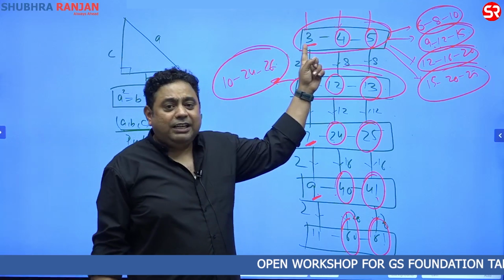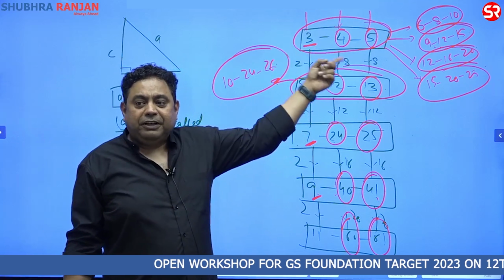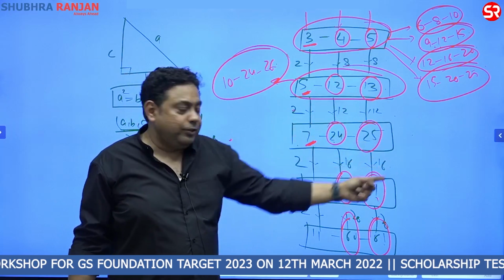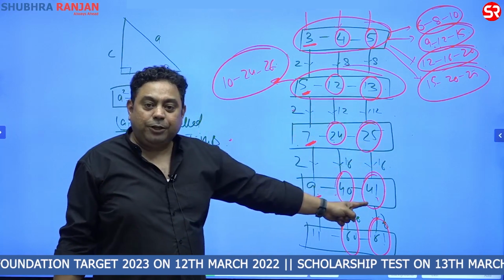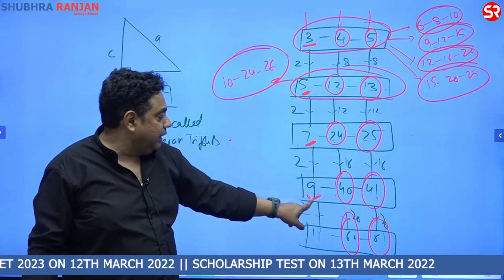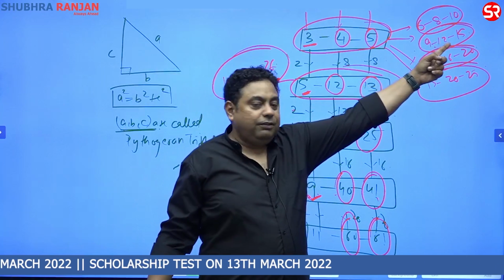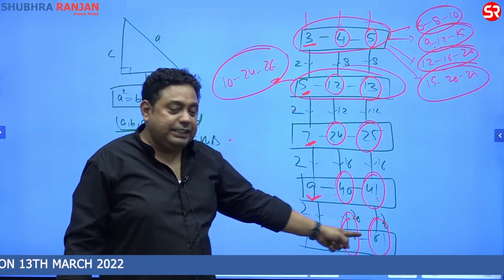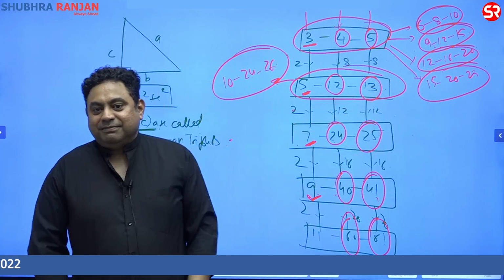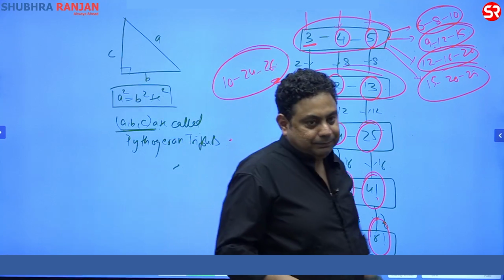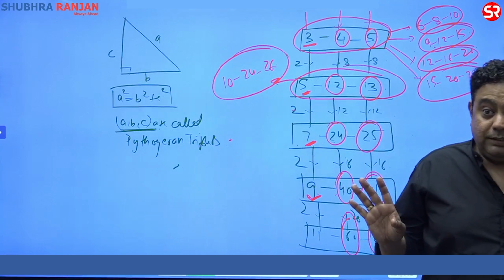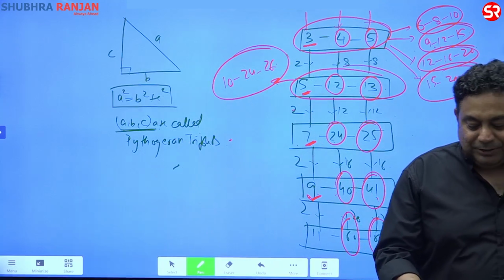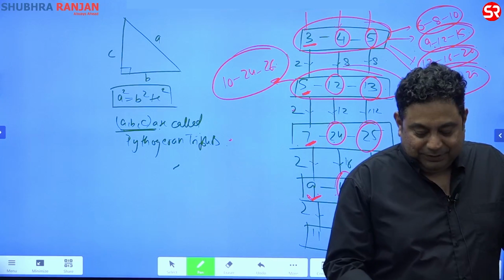See, if it is starting with the odd prime, 3, 4, 5 is unique. 5, 12, 13 is unique. 7, 24, 25 is unique. 9, 40, 41 is not unique because 9 is not a prime number. So there is one more: 9, 12, 15. 11 wala, 11, 60, 61 unique. Clear guys? Only on integers. है ना? Now you say yes. This is something good.